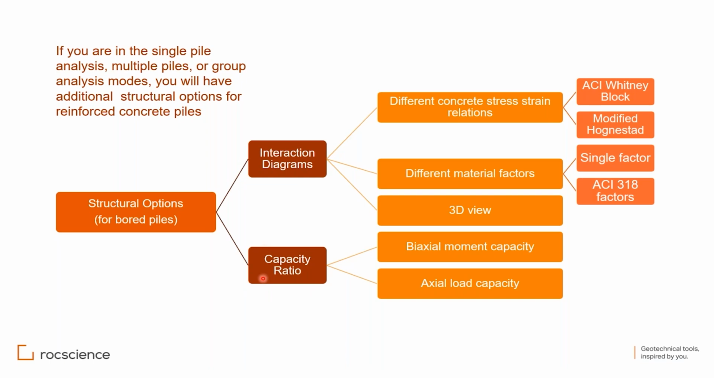Meanwhile, you can calculate the capacity ratio if you have a factored interaction diagram. So if you have a factored interaction diagram, you can know whether your sections are adequate or not adequate, so that you can change the design. And this depends on the biaxial moment capacity and axial load capacity.